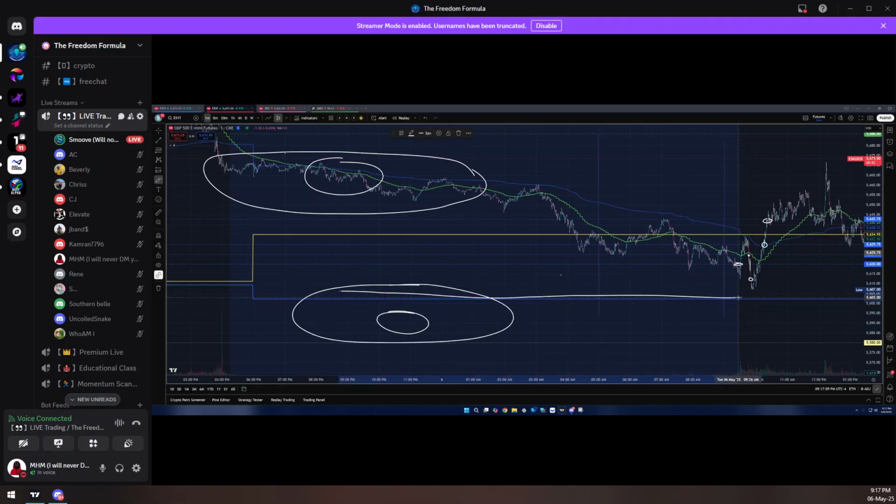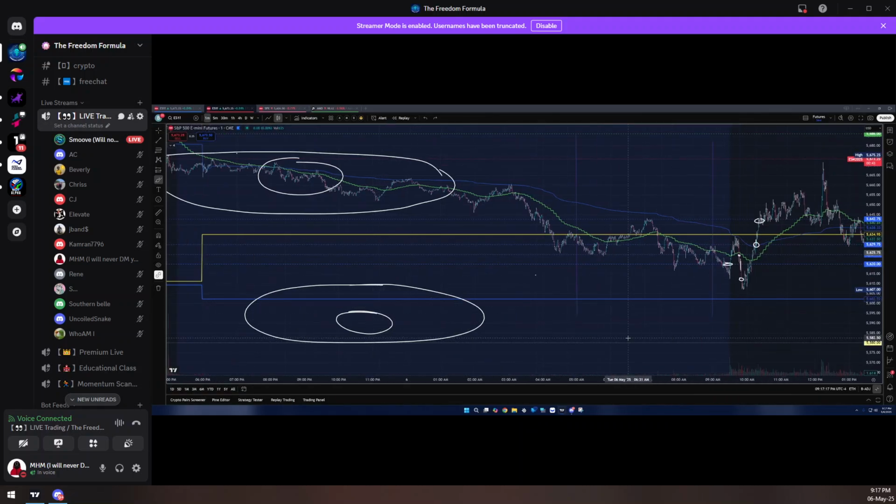Very rarely is it flat. I've only seen that a couple times. But very rarely is it flat. The Asia will be either the high or the low for the open.